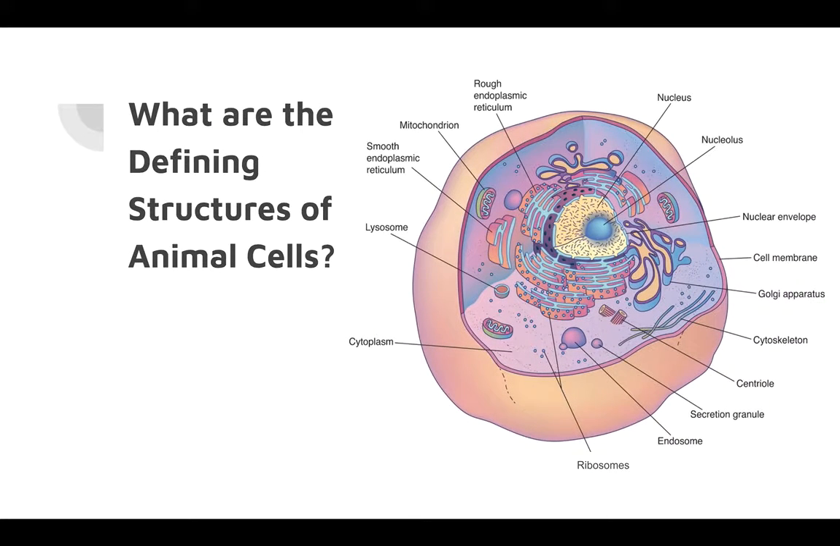Animal cells are composed of many different types of organelles. These include mitochondrion, lysosomes, the Golgi apparatus, ribosomes, the nucleus, endoplasmic reticulum, the centrioles, and the cytoskeleton. All of these organelles are surrounded by a cell membrane that encloses the cell.